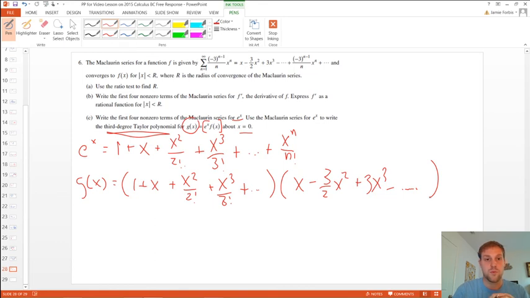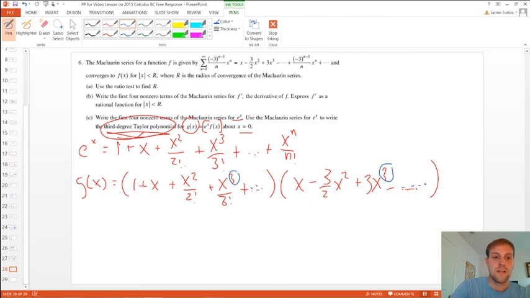Now it wants me to approximate or write g of x as a third degree Taylor polynomial, meaning I only need to go up to the third degree. Okay, so though both of these series go on infinitely, there's no point in looking at the fourth, fifth, sixth, and seventh terms because I'm only going up to the third term.